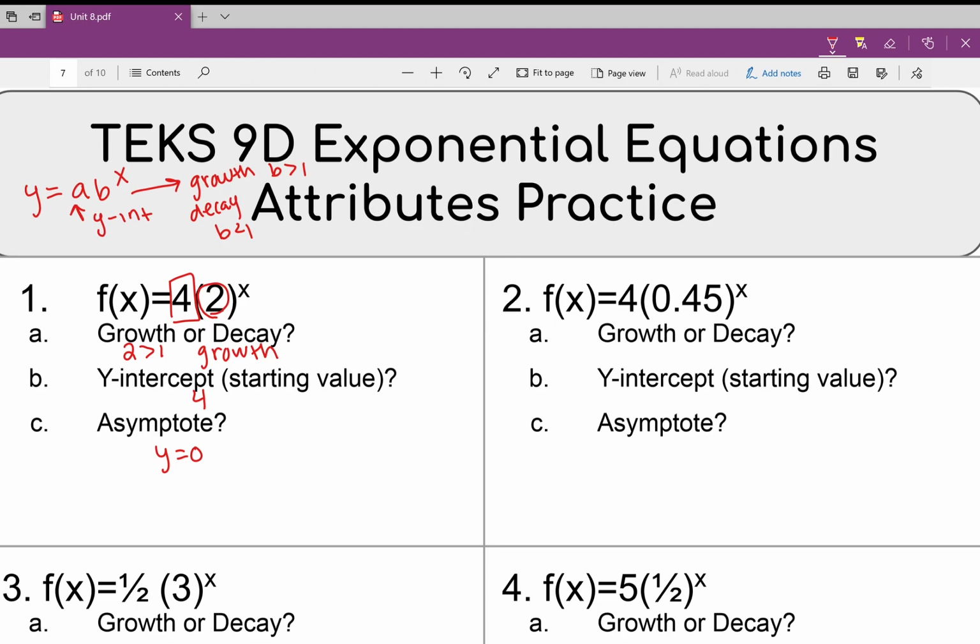Okay, that's number 1. Number 2, we're going to look at whether it's a growth or decay. So we're looking at the b value, and the b value is inside the parentheses, so 0.45. Well, 0.45 is a decimal, so it's less than 1. And since it's less than 1, this is a decay. And then the y-intercept is always the number outside of the parentheses, so in this case it's going to be 4. And then the asymptote is always y equals 0. Okay.